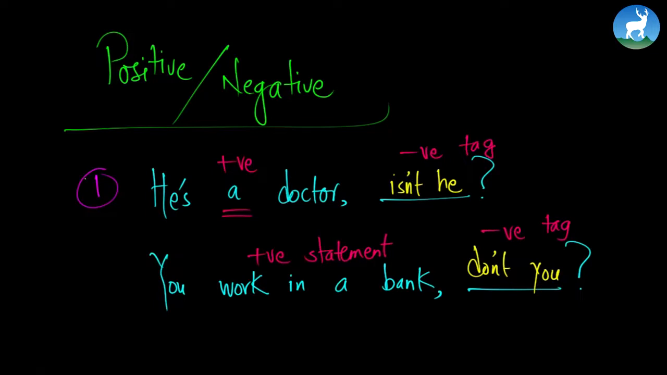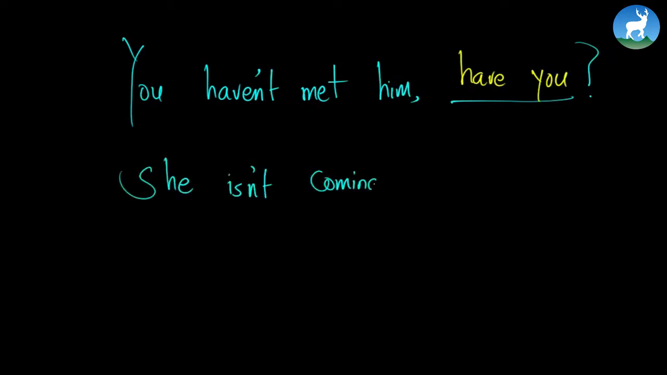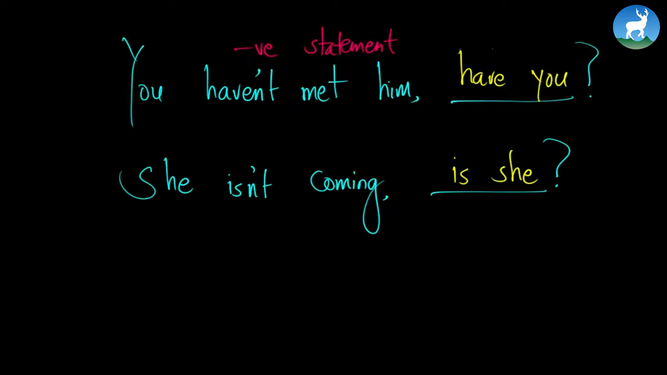And if the main part of the sentence is negative, the question tag is positive. Let me give you 2 examples. You haven't met him. Alright, this is a negative statement. So the tag would be positive. Have you? One more example. She isn't coming. So the question tag would be, is she? And why does this happen? Because we have a negative statement. So obviously the tag would be positive. Here we have a negative statement like the first one. So the tag would be a positive tag.